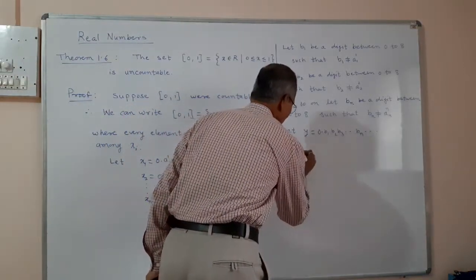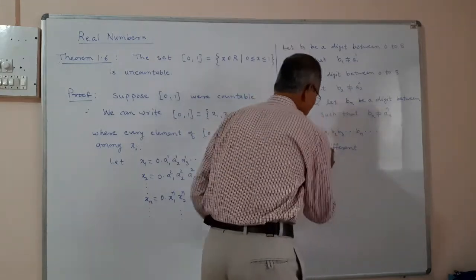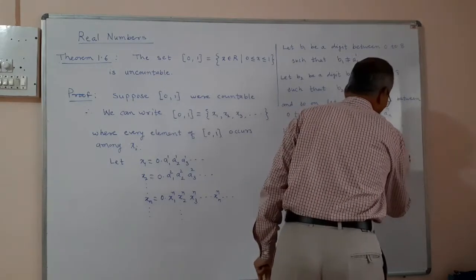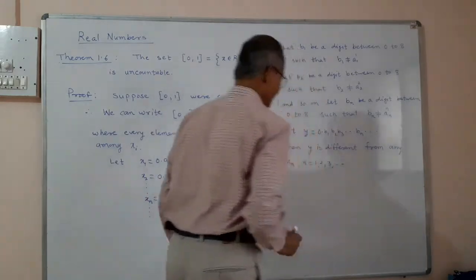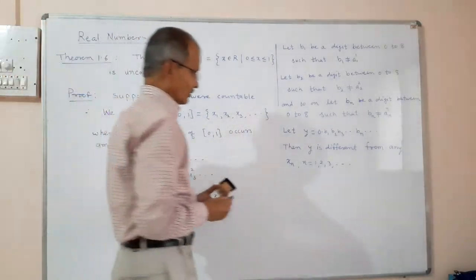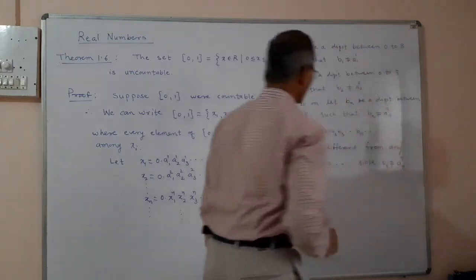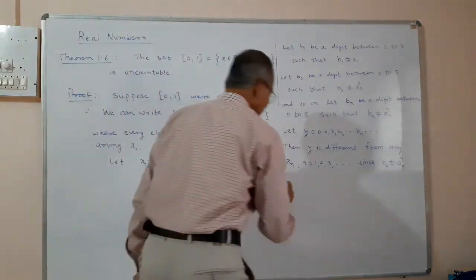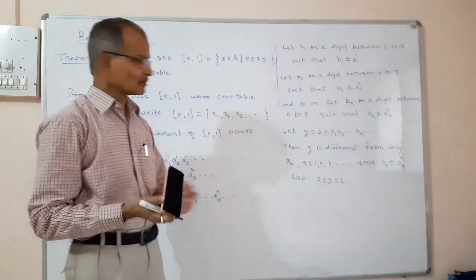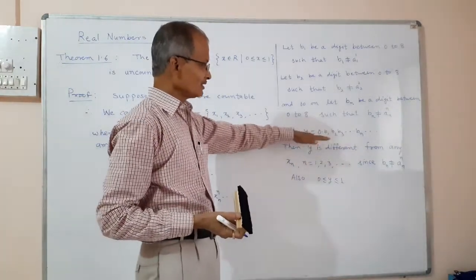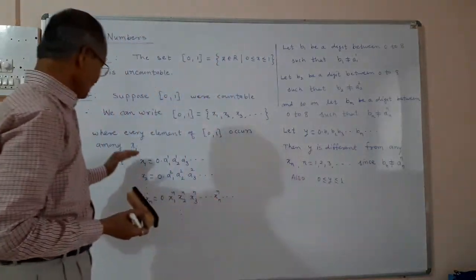Then y is different from any xi, or you may say xn, n taking value from 1 to infinity, since bn is not equal to an, and also 0 is less than or equal to y is less than or equal to 1, because y has also the integer part as 0, 0.b1 b2 etc. This means it is a number between 0 and 1, and thus we have shown that y is a number between 0 and 1, but it is different from xi.